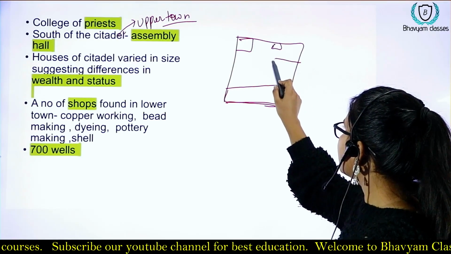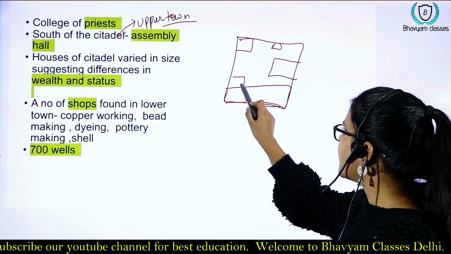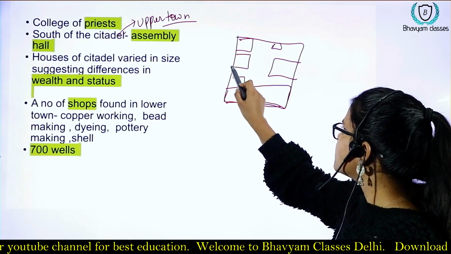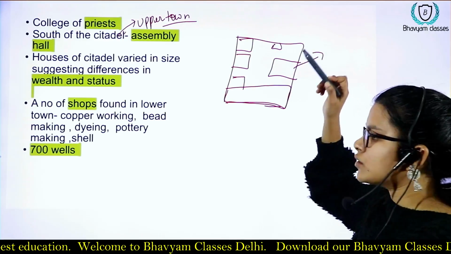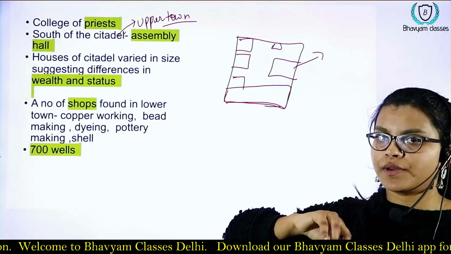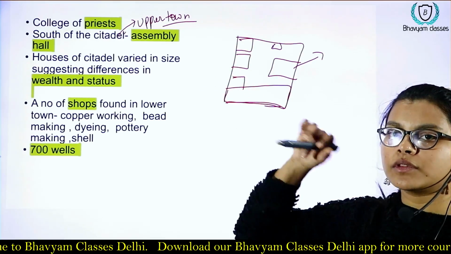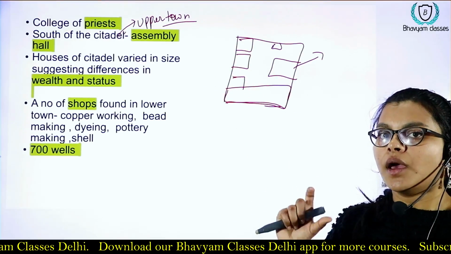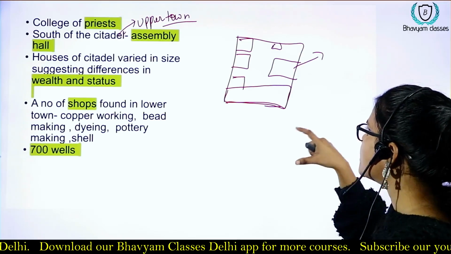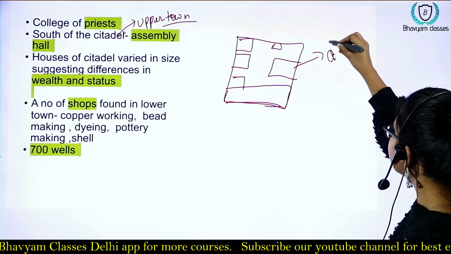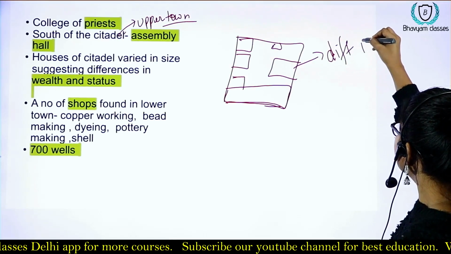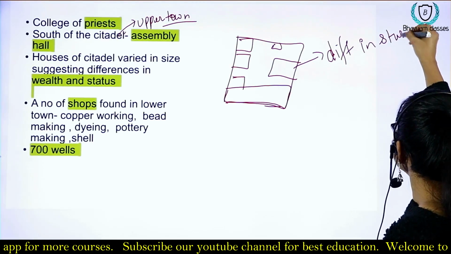And some houses were too big, some houses were medium size. So the size of the houses varied. Like people today also, rich people have bigger houses, fine. So during that time also, because of this, we interpret that the big houses, or the difference in houses, shows the difference in status, fine.